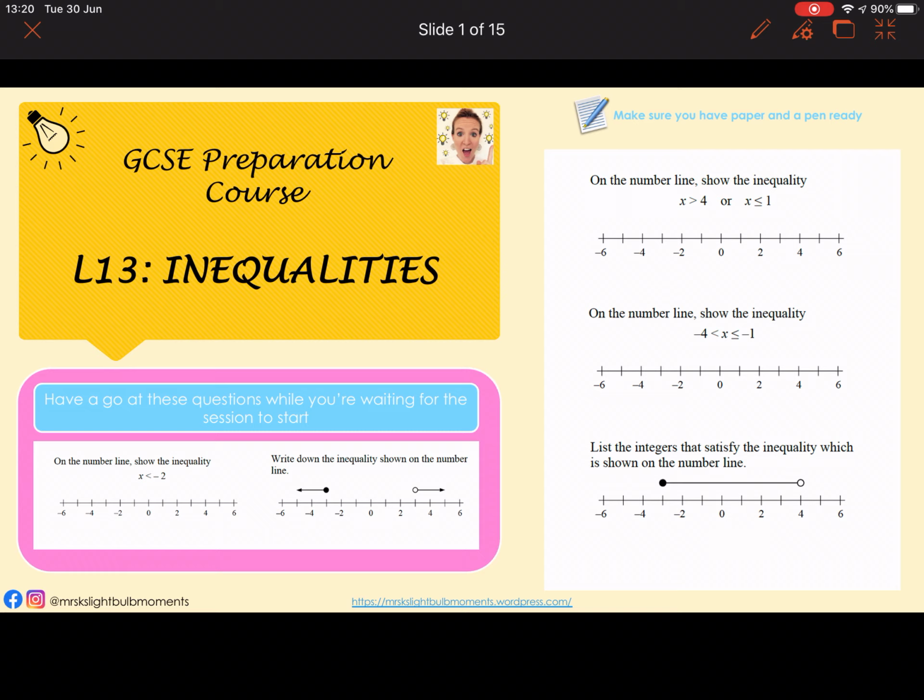Okay, you will need a bit of prior knowledge for this, and you will need to be able to factorise a quadratic expression, both a simple one and one with a number at the front of it, so where a does not equal 1. So if you need to go and watch my factorising quadratic sessions beforehand, then do so.